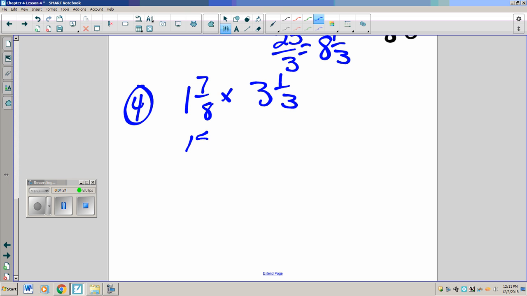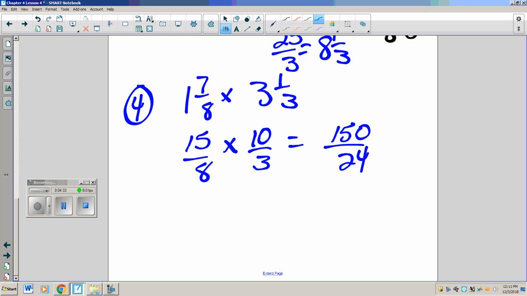All right, you should have 15/8 times 10/3, which gives you 150 over 24. 24 goes into 150 6 times. 6 times 24 is 144. So I have 6 left over, 6 and 6/24, which reduces to 6 1/4.